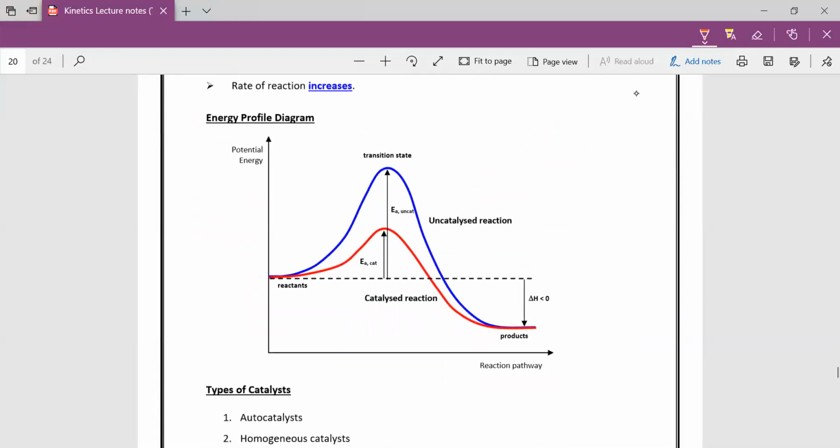Okay, so if you look at the energy profile diagram, you have the potential energy and the reaction pathway as the y and x-axis. And then take a look at the EA. It changed from uncatalyzed to catalyzed. So the energy barrier is lowered by a lot. So a lot more molecules will have the required energy, therefore you have a higher rate of reaction.